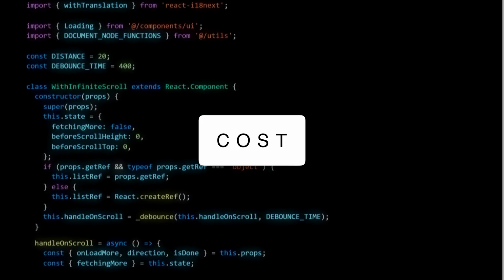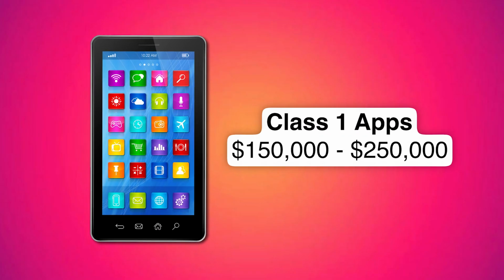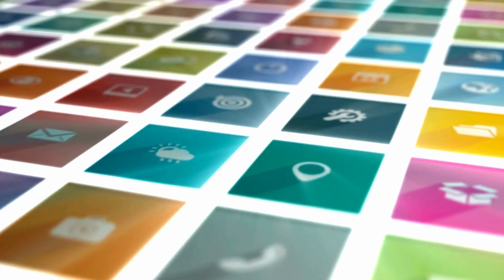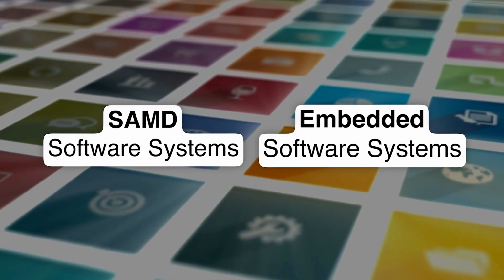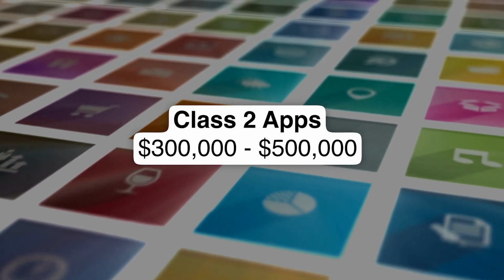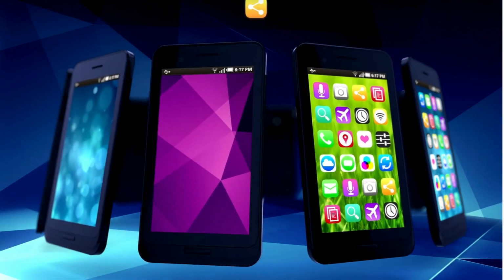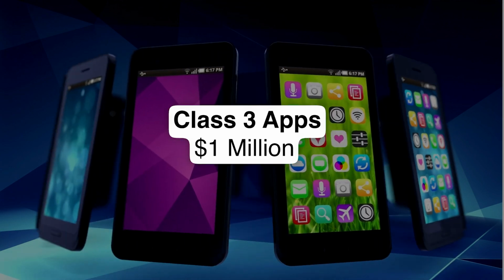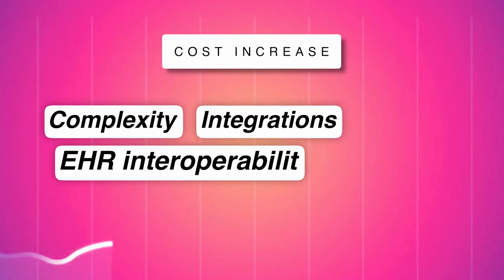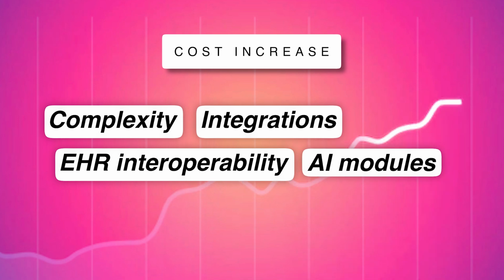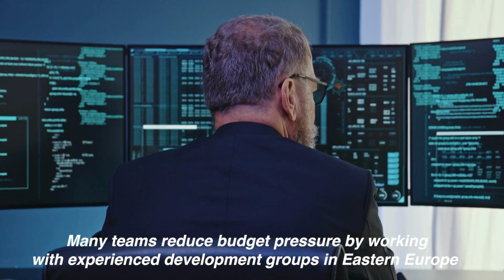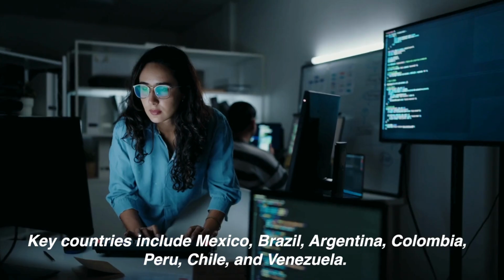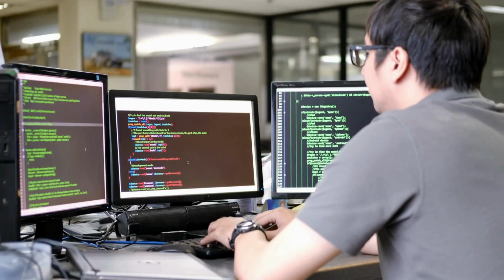Now let's talk about cost. Simple Class 1 companion apps range between $150,000 and $250,000. More advanced Class 2, SaMD or embedded software systems fall between $300,000 and $500,000. High-risk Class 3 solutions with AI can cross $1 million by the time you reach approval. Costs increase with complexity, integrations, EHR interoperability, AI modules, and regulatory documentation. Many teams reduce budget pressure by working with experienced development groups in Eastern Europe, LATAM, or South Asia without sacrificing clinical safety.